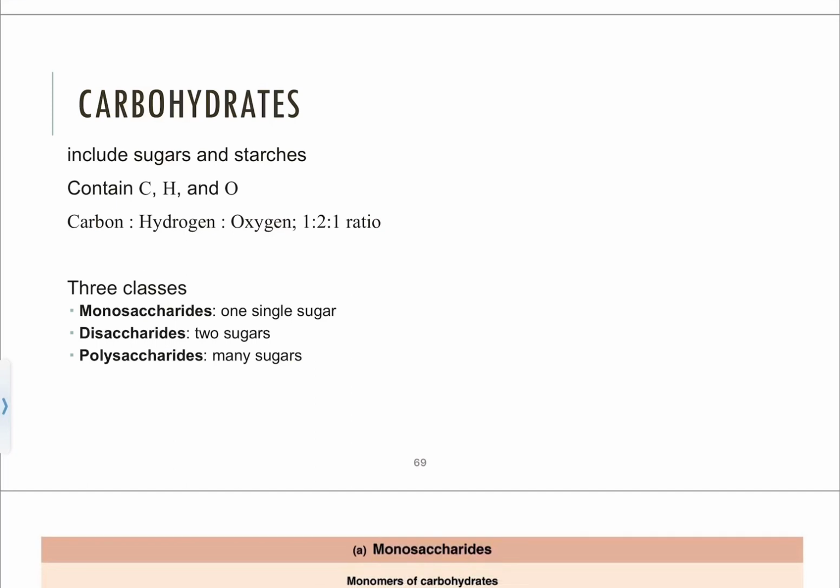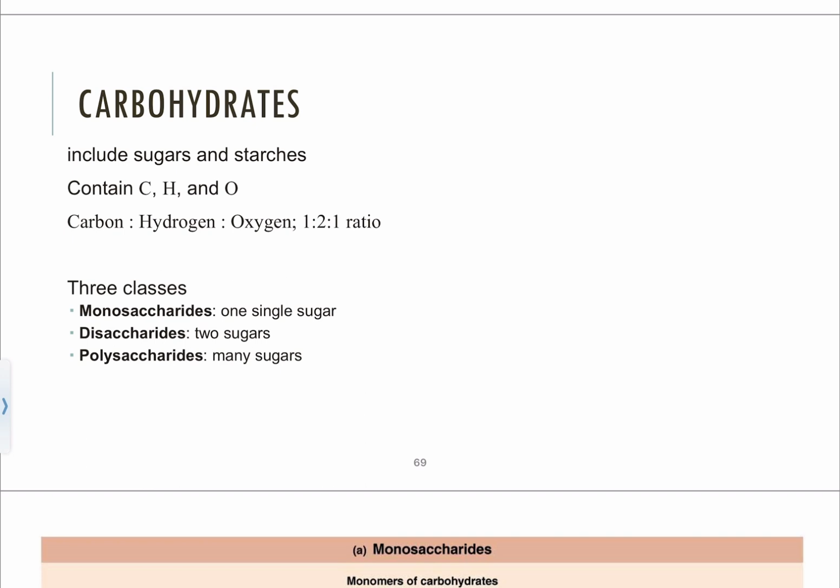Okay, so now we're going to narrow in on our 4 macromolecules, and we're going to start with carbohydrates. If we're talking about carbohydrates, that's basically talking about sugars, and then starches if we're referring to plants. All carbohydrates have something in common. They all contain carbon, hydrogen, and oxygen as part of their molecular formula.